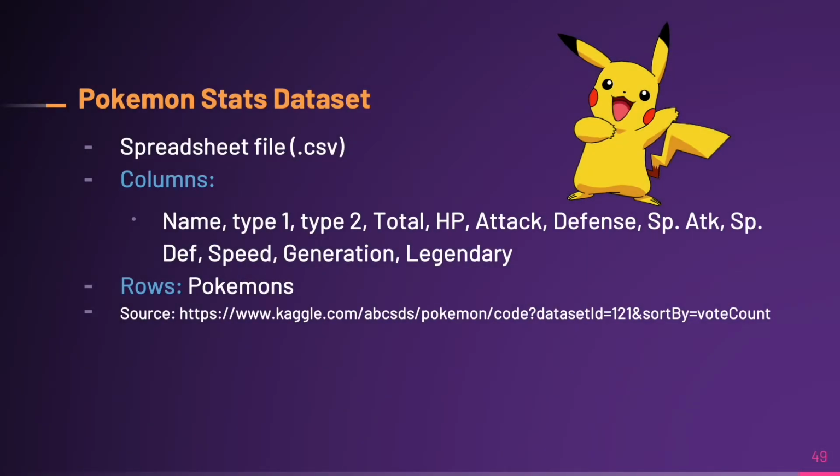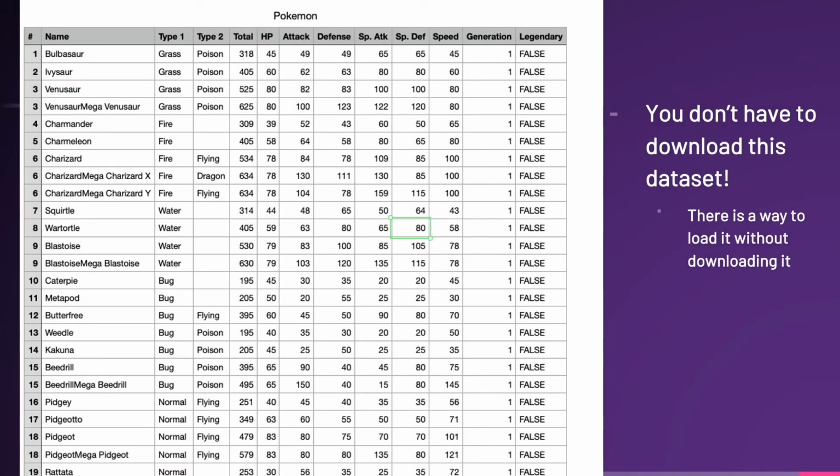Now it's time to talk about the dataset. This Pokemon Stats dataset is a spreadsheet-like file called CSV. Each data in CSV files is separated with commas, which makes it so easy to read and write. The columns of this dataset are name, type 1, type 2, total, HP, attack, defense, special attack, special defense, speed, generation, and legendary. The legendary column is either true or false. The rows of the dataset are cases for each Pokemon. You don't have to download the dataset since there is a way to load it with a URL without actually downloading it.